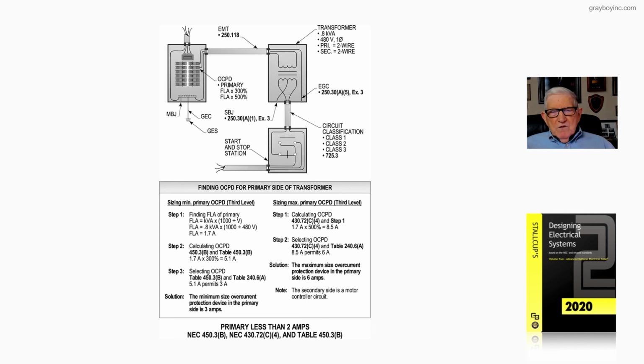And that's what this figure 20-11C is illustrating: when that primary is less than 2 amps and we're applying either table 450.3(B) at 300% or up to 500% in accordance with 430.72(C)(4), and that's what our figure 20-11C is illustrating to the designer or the installer using the code.